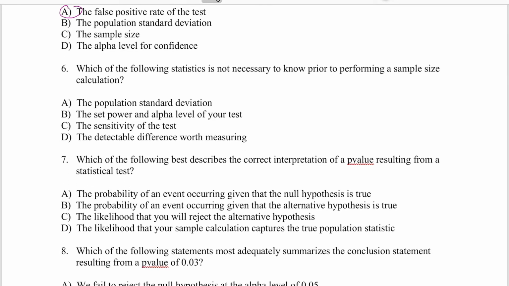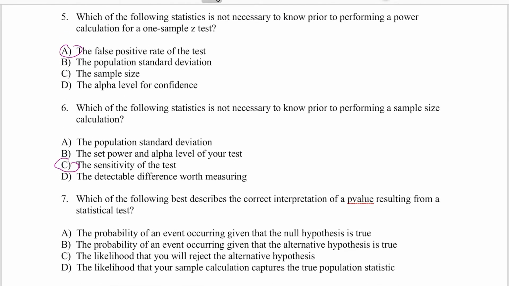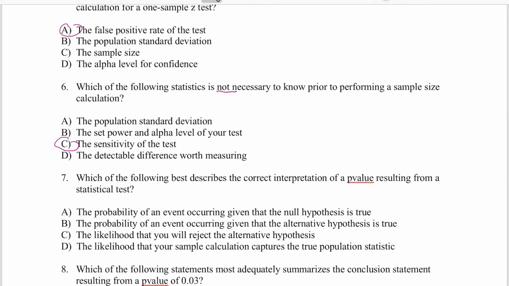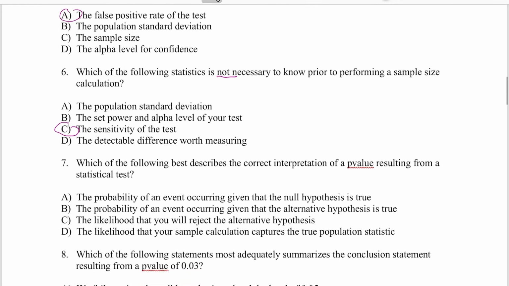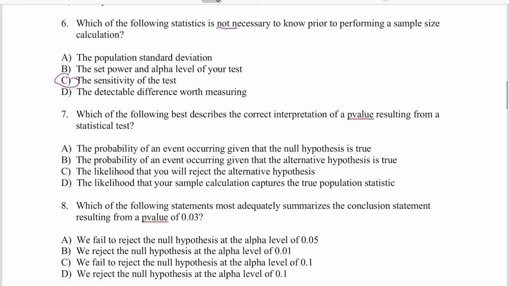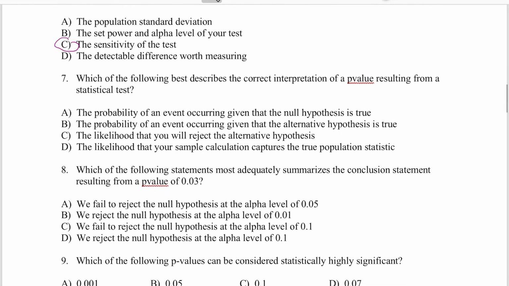Number 6, which is not necessary for sample size. So once again, going back in the book, looking at sample size, you're going to need everything but C. C is not needed. Just look out for the words not necessary. So all the answers A, B, and D on number 5 are all needed. A, B, and D are needed for number 6. Which one is not necessary? Just pay close attention to the words that are used in the problem.